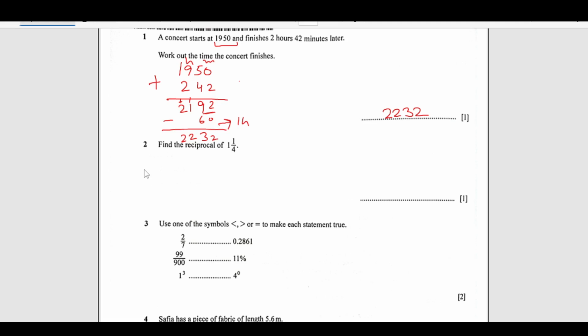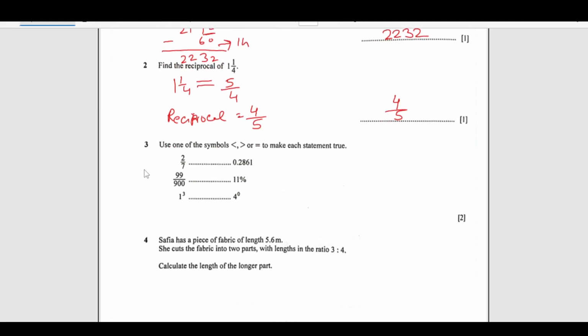Find the reciprocal of 1 over 4. So first of all, let's write it down. So 4 times 1, 4 plus 1, 5. So this will be 5 over 4. And now the reciprocal is going to be 4 over 5. Just swap the numerator and the denominator, right?